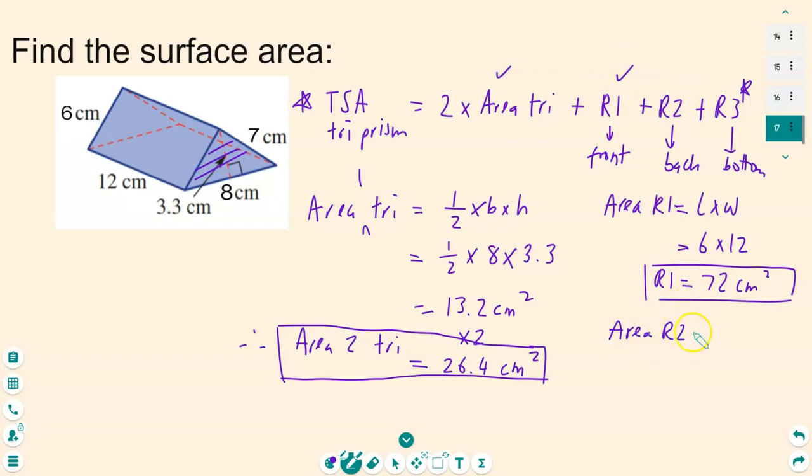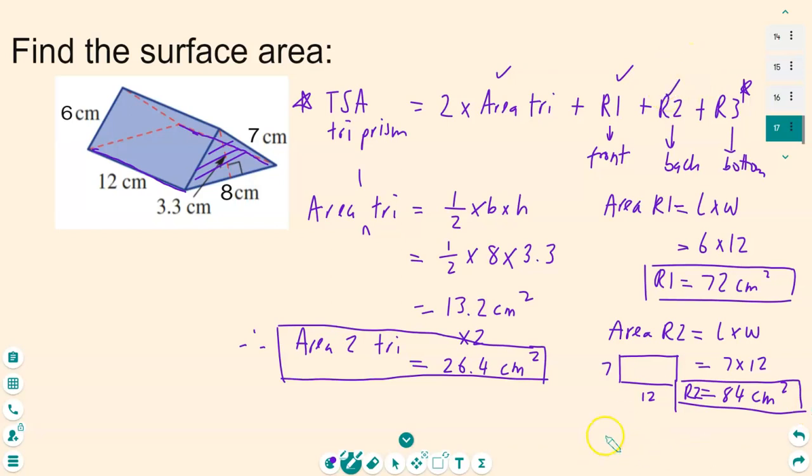Area R2. The back rectangle. Now what are its dimensions? That back rectangle, all right? We can actually draw it. Back rectangle looks like it has a width of 7. And what is this side? Well, it must be like that side. So 12. So I can just go length times width, 7 times 12, 84 centimeters squared. So that's R2, box around it, tick it off.